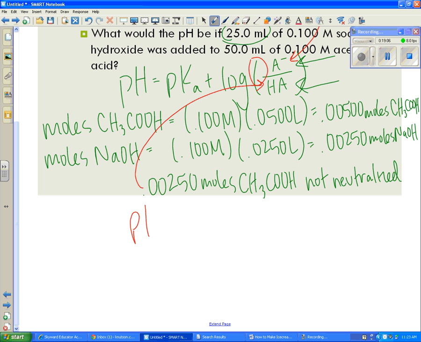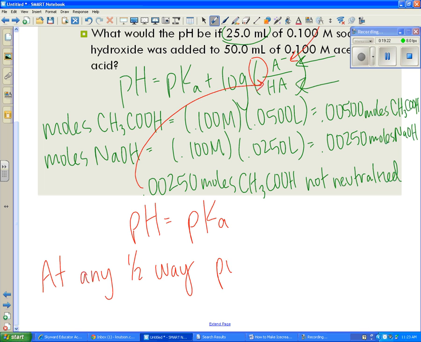pH is going to be equal to what, John? pKa. And this will be true at any halfway point for a weak acid and a strong base. So if on a test, I say, here's a whole bunch of information about an acid, here's a whole bunch of information about a base, it's a weak acid and a strong base, none of the other numbers matter in that problem except for the Ka, and this should be the easiest problem that you do on a test.